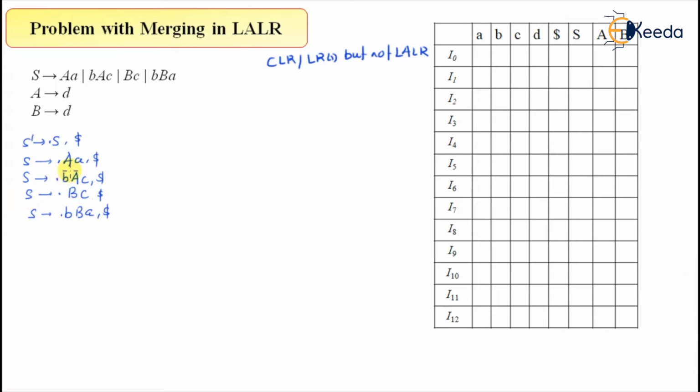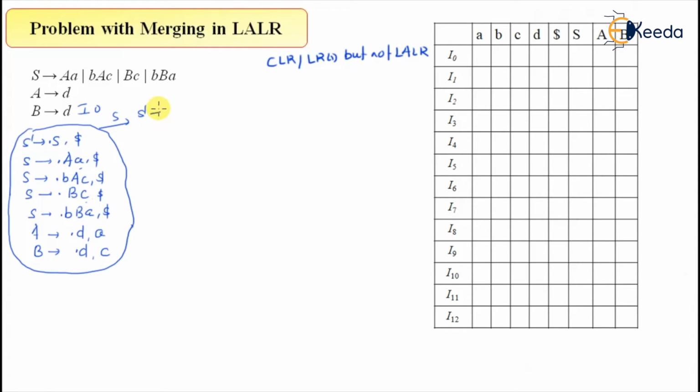Now dot is in front of A, so I will include A derives dot d, and here the follow symbol is a terminal, which is a. Then I also write B derives dot d, and here the follow symbol is c. Now this is my state, which is I0. On input S, it will become S' derives S dot followed by dollar.